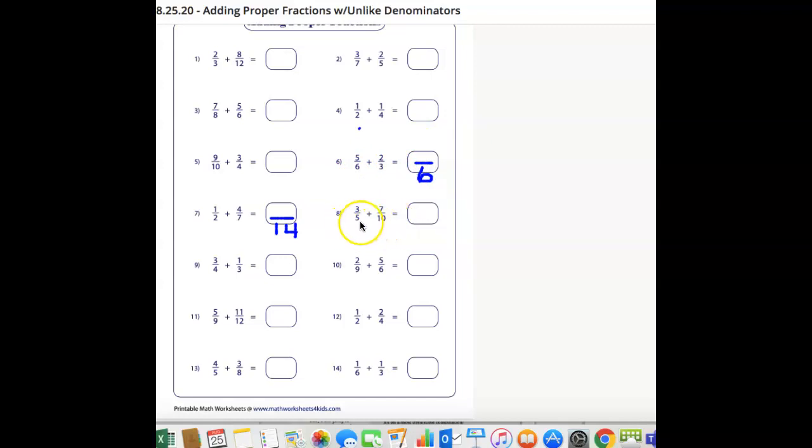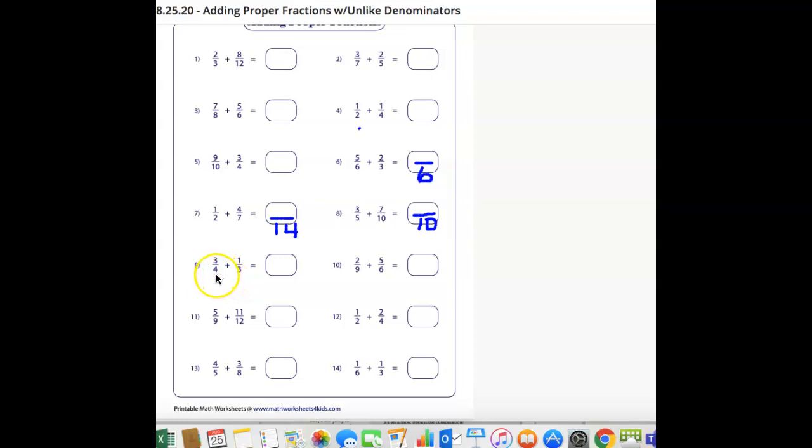Down here, if you count by 5s or do the multiples of 5, you'll get to 10. So you can use 10. So you're going to change 3/5 to 10ths. You're going to keep the 7/10ths and then find out how many tenths 3/5 is.